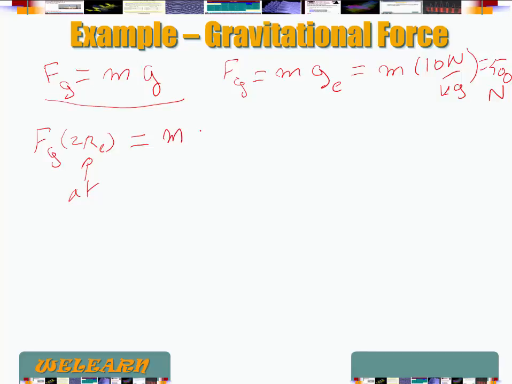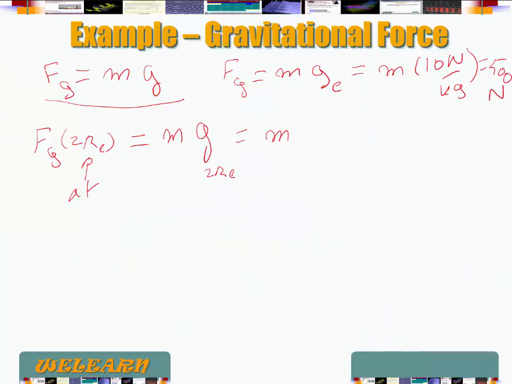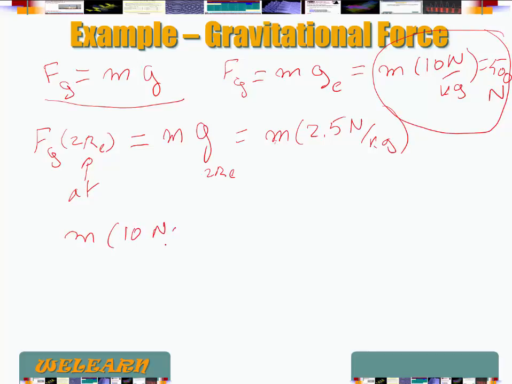m, but g at the 2RE, which is going to be m. And remember, we just found that g is 2.5 newtons per kilogram. So m times 2.5 newtons per kilogram. So all what we need is to know the mass. The mass, we can know it from here. That's m times 10 newtons per kilogram. That's the information from the surface of the Earth, is 500 newtons.